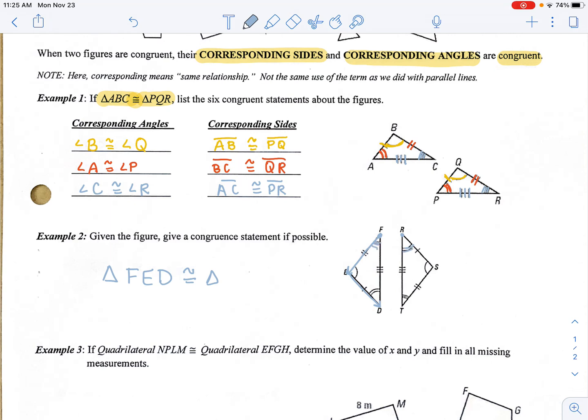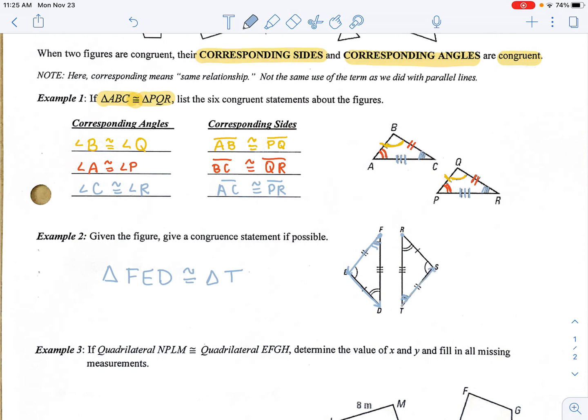F has 3 tick marks. R has 2. So are those angles actually congruent? No. So you need to look at the second triangle and figure out what angle has the exact same markings, those 3 tick marks. Well, T does. So T corresponds with F.